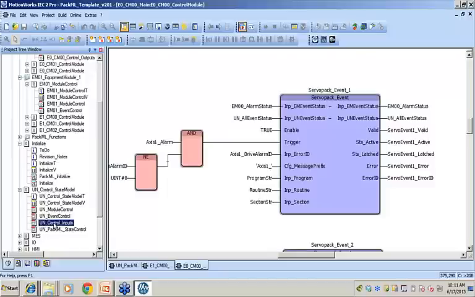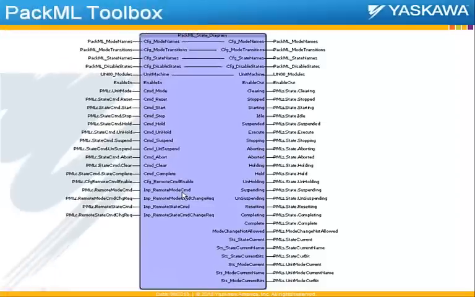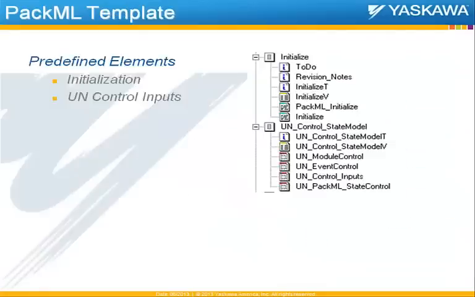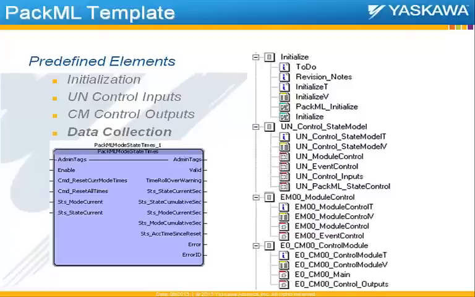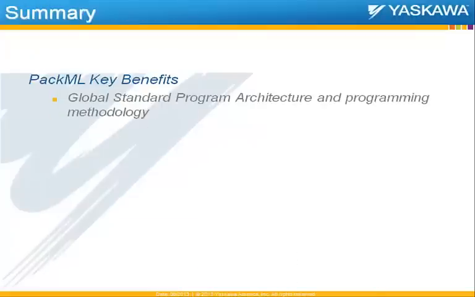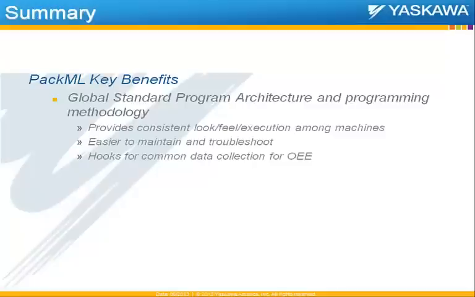Okay, so I'm going to skip several of these slides here because I just went through and showed them to you. All right, so to summarize, some of the PackML key benefits are that it provides a standard global program architecture and programming methodology that does a few key things. It provides a consistent look and feel among your machines. It helps make it easier to maintain and troubleshoot. And it provides some of those common hooks for OEE data collection and analysis.